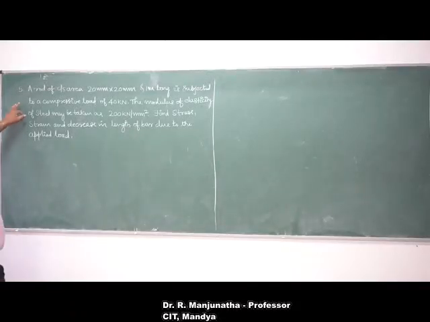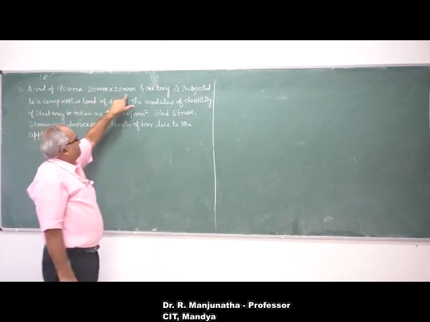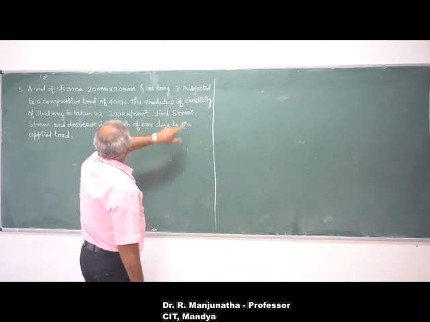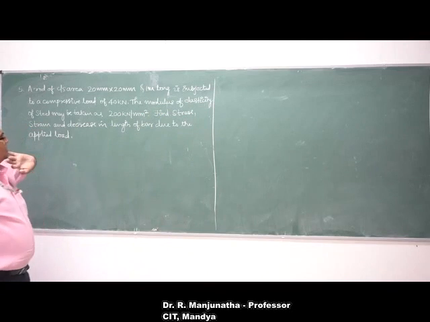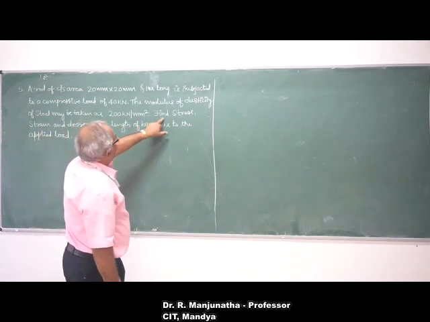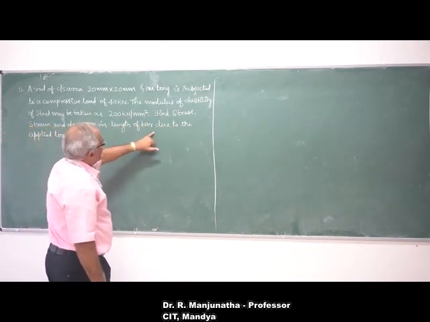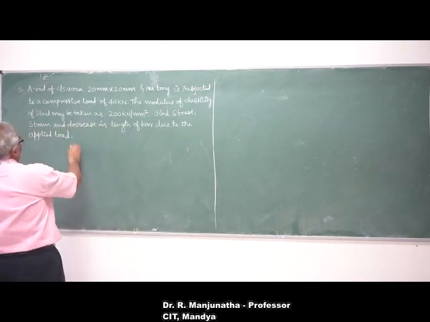Now we'll go for the next problem. A rod of cross-sectional area 20 mm by 20 mm and 1 meter long is subjected to a compressive load of 40 kilonewton. The modulus of elasticity of steel may be taken as 200 kilonewton per mm square. Find stress, strain and decrease in length of bar due to the applied load.